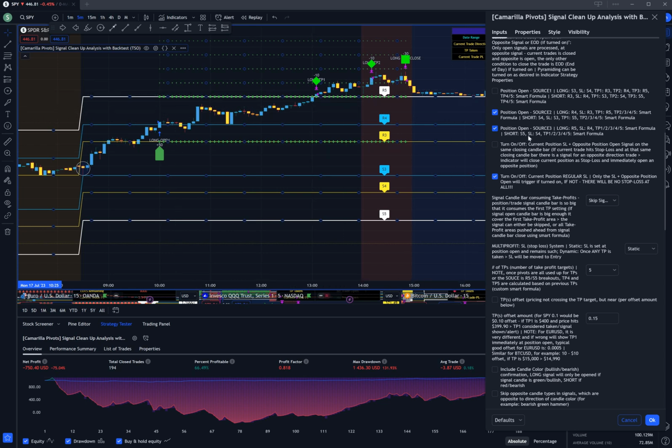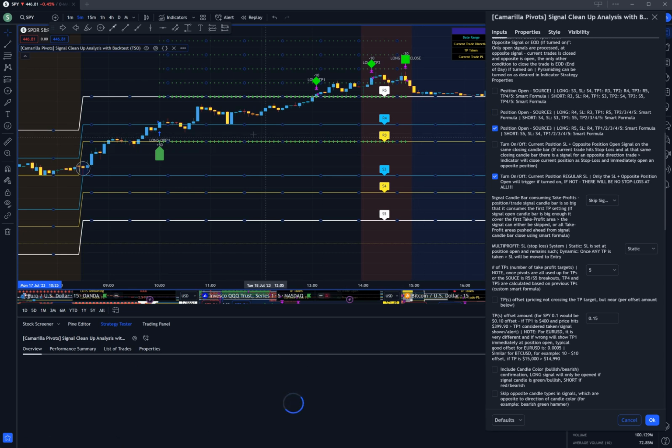Now, source 3 is the breakouts, Camarilla Pivot breakouts, which are outside the support and resistance lines. I can show you that as well, as this looks like a signal if there would be no position open. Let's take a look.